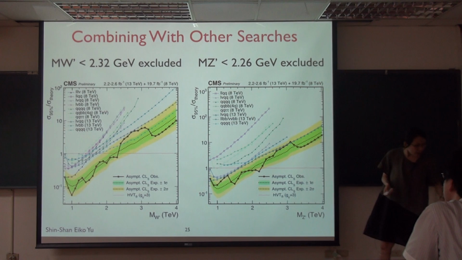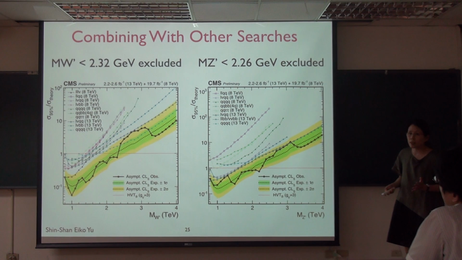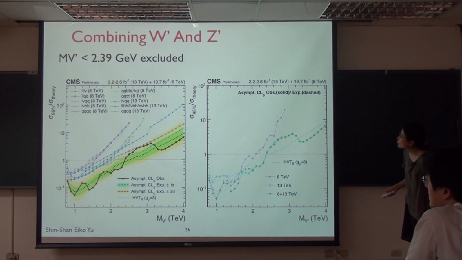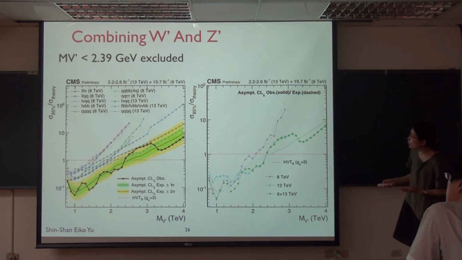the Z prime. And since our composite Higgs model predicts that both W prime and Z prime exist, and also their masses are degenerate, we can combine these two searches together to perform a limit on the mass of the vector bosons. And so basically, if you combine all of them together, you exclude the mass below 2.4 TeV.